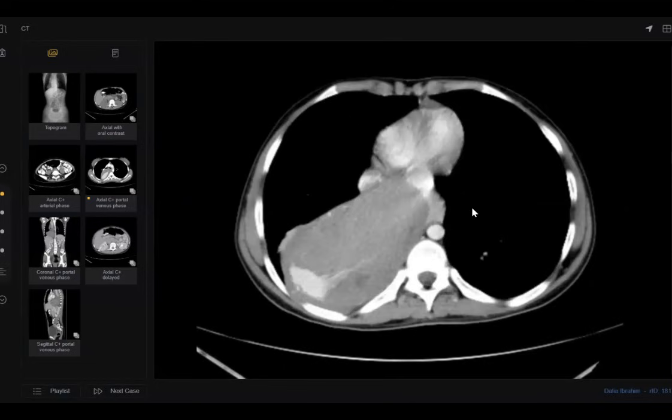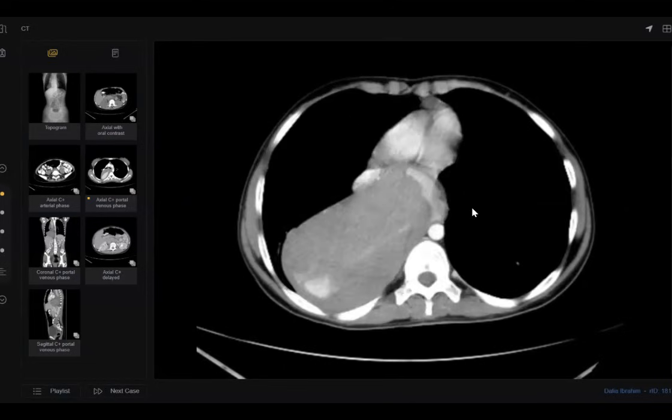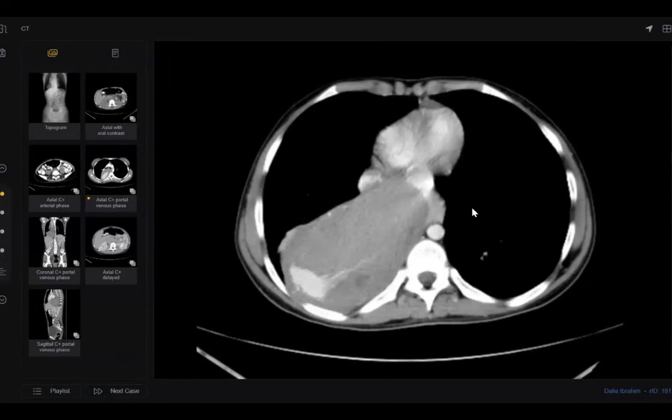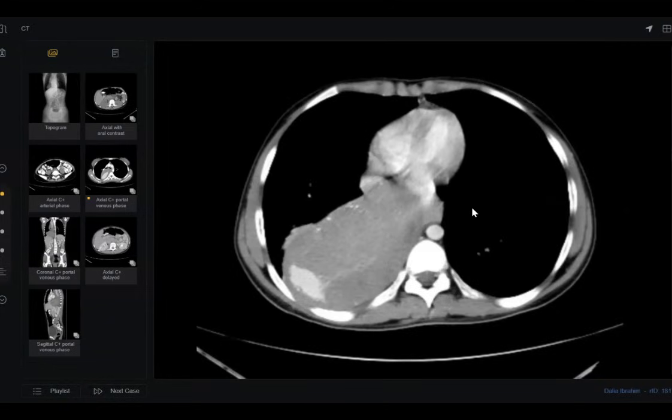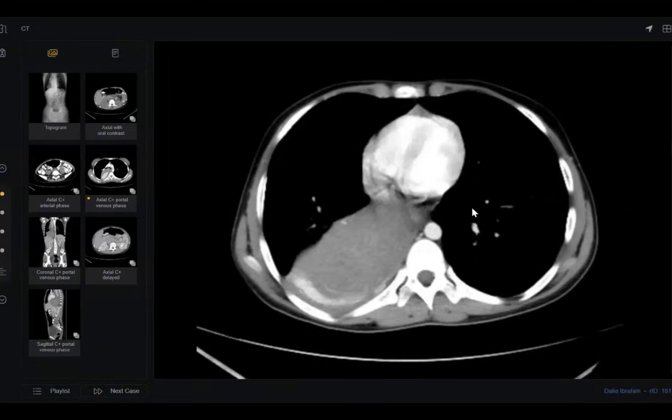What is this? I think there is some thickening of the esophagus noted. Now I can see that there is some streak of contrast in the esophagus, and I think there's some wall thickening noted in the esophagus.